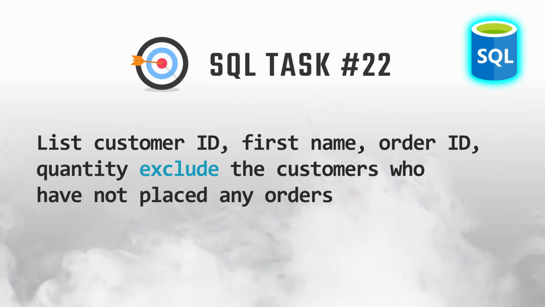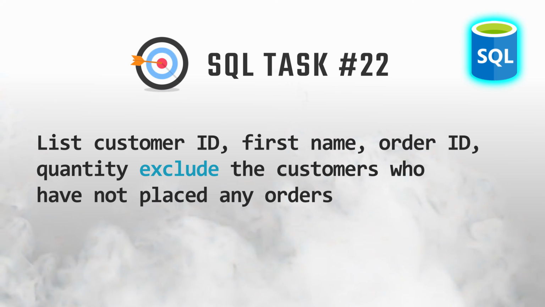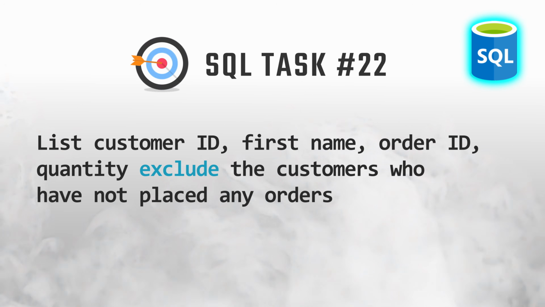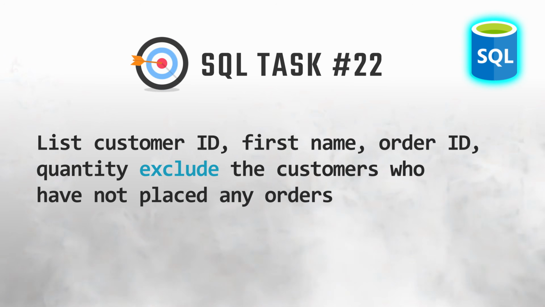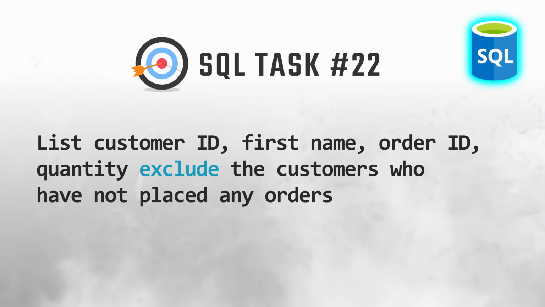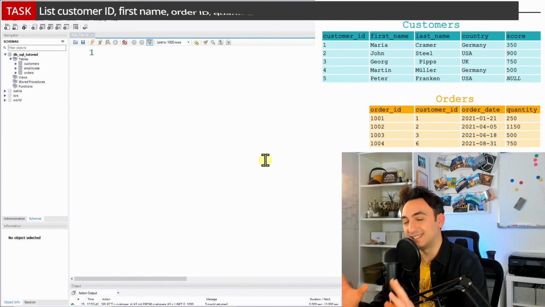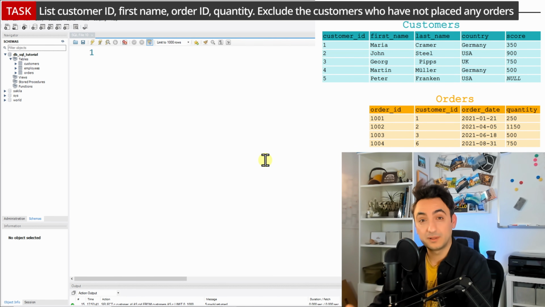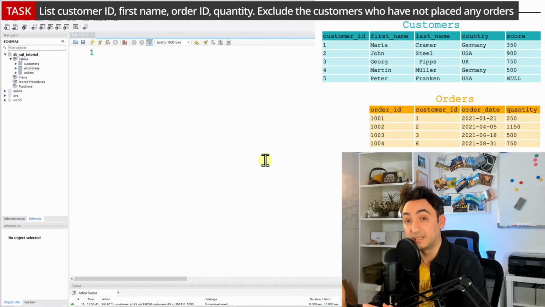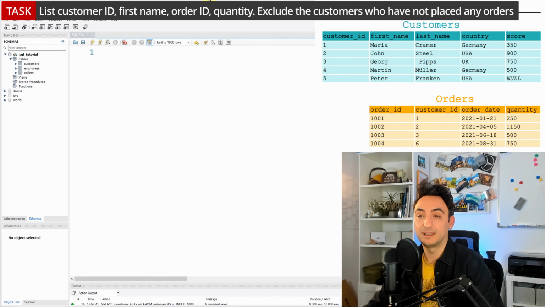Find all customer ID, first name, order ID, the order quantity, excluding those customers who didn't place any orders. So in this example, as you see, it is not only the customers, we need some columns from the customers table and some columns from the orders table, and we have to join them in order to do that. So let's start doing that step by step using SQL.